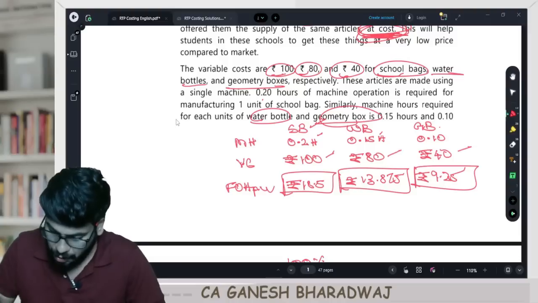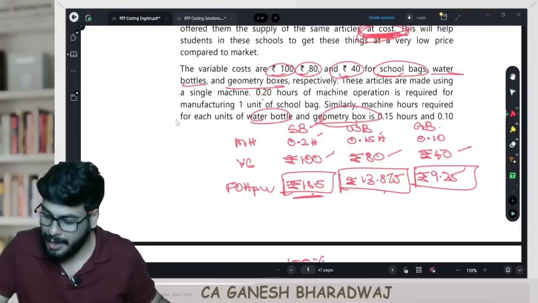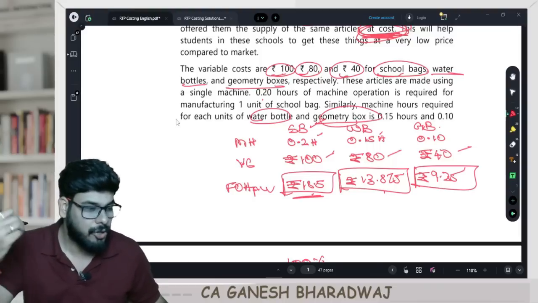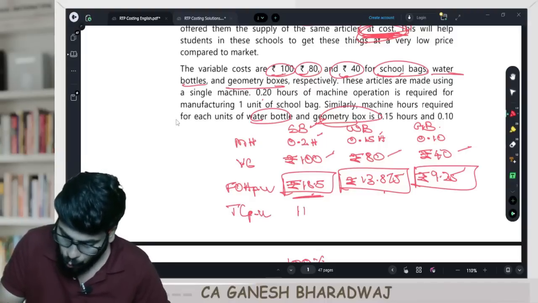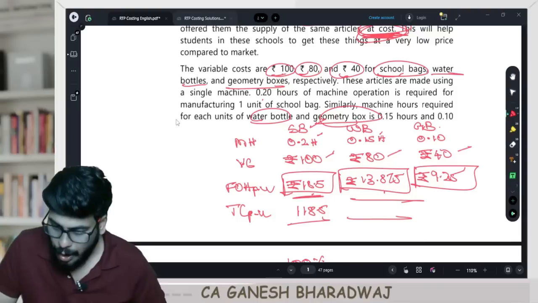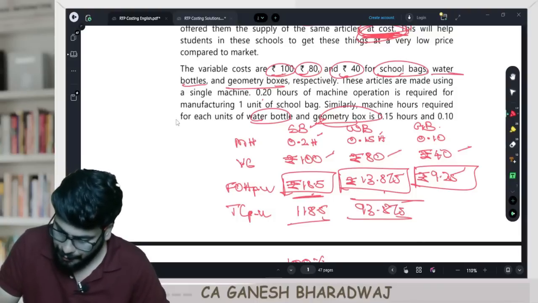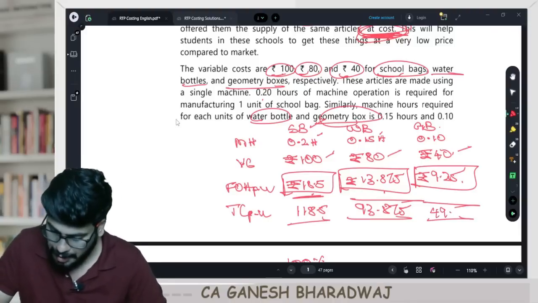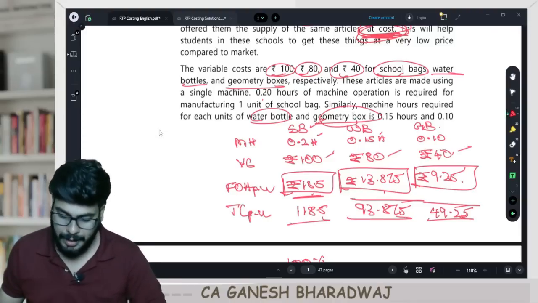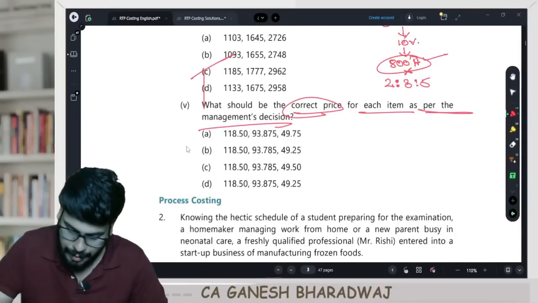Yes. Fixed overhead cost per unit, we calculated in the first part itself, 18.5, 13.875 and 9.25, right? So you just add the two, so you'll get what? The total cost per unit here is going to be 118.5. Here it's going to be 93.875, and here it's going to be 40 plus 9.25, it's going to be 49.25, right? So which option has this? So I think it's option number D.